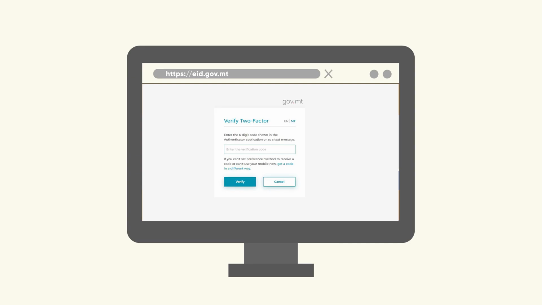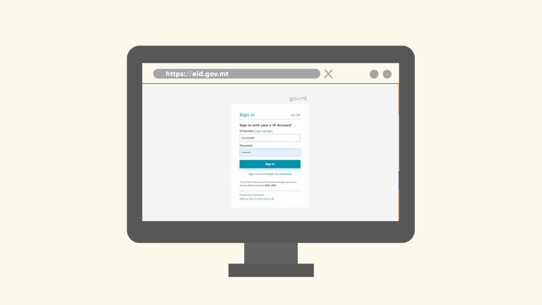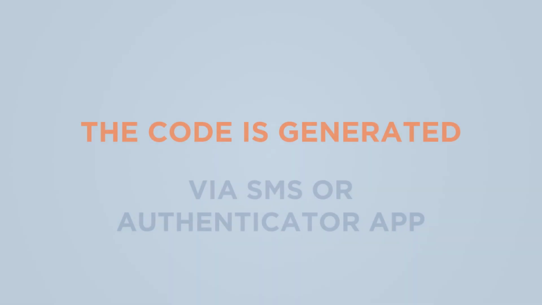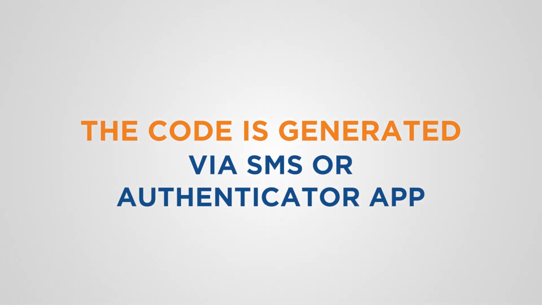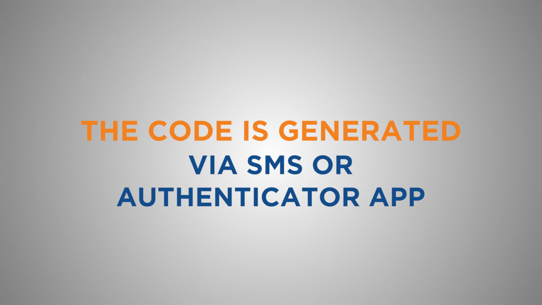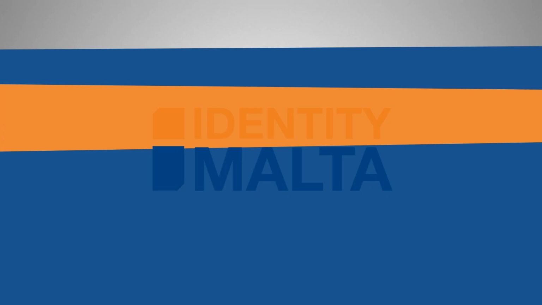Once registered, you'll need to enter a one-time verification code when logging into your eID account. This code is automatically generated via SMS or the authenticator app. Your eID account is now secure and you're set to go.